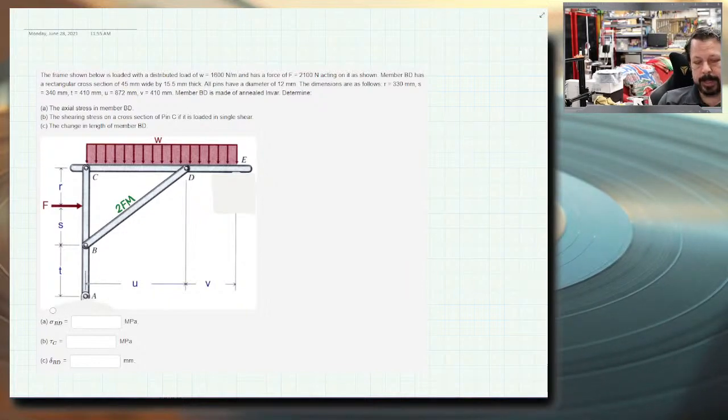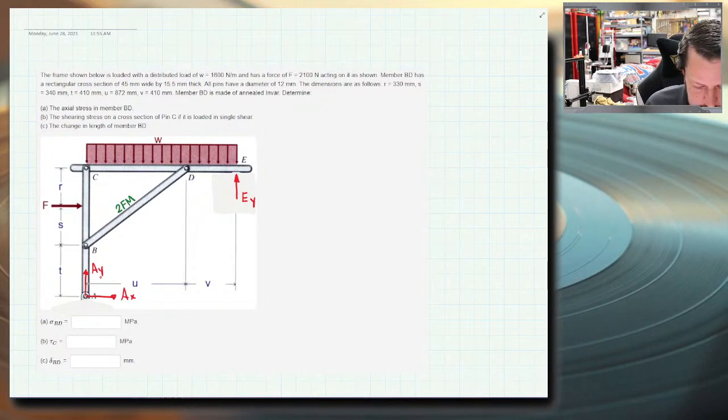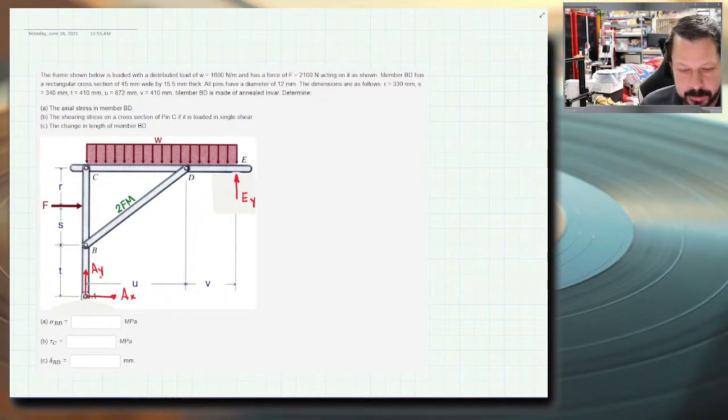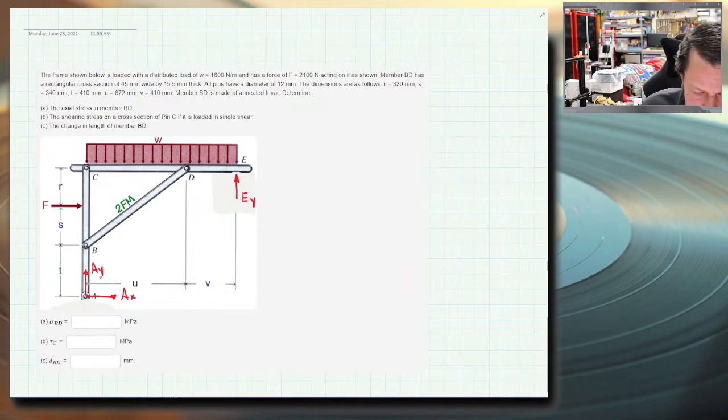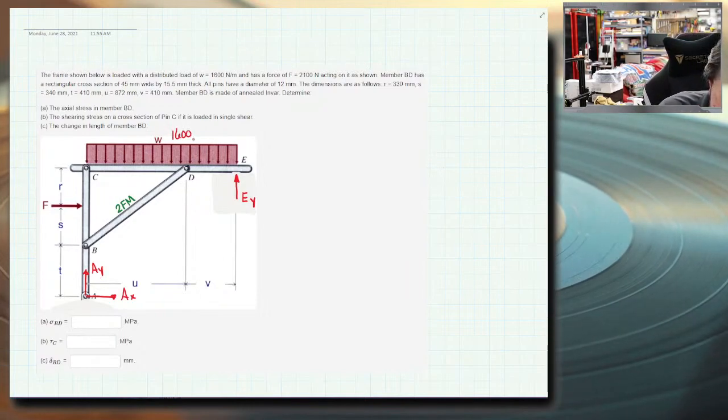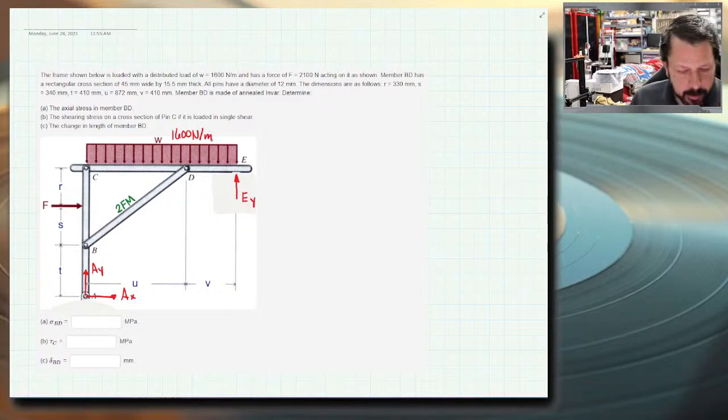All right, so we've got a free body, but we don't have any forces on it. So the reaction here was a roller. I'm going to call that EY. And then at A, there was a pin. I'm going to call that AX and AY. Okay, let's go ahead and label. I've got W, F, R, S, U, V, all these things that need to be labeled. So let's label those. W is 1600 newtons per meter. F, 2100 newtons.